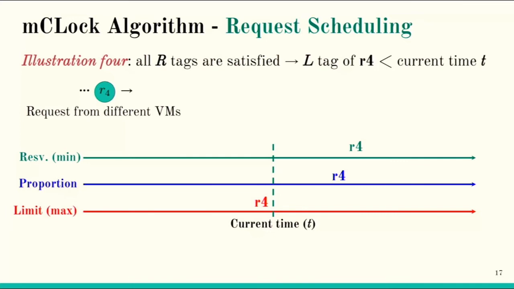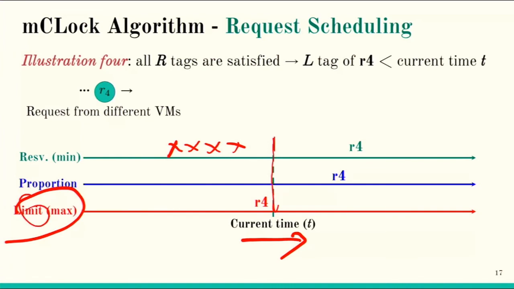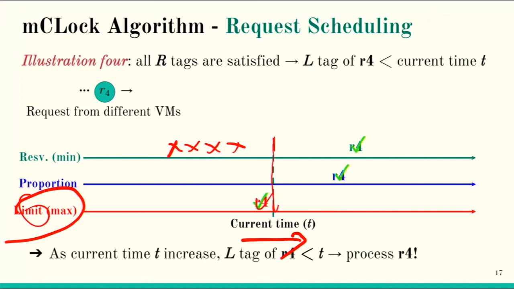Okay, next for illustration 4, all our tags are also already satisfied here. There is no other request here. And as we process all the requests, the current time of the clock also increases, right? In this case, the limit tag value of request 4 is now lower than the current time of the clock. So it means that the limit is not violated anymore, so we can process that request. Okay, so we can process this request, and that's all.